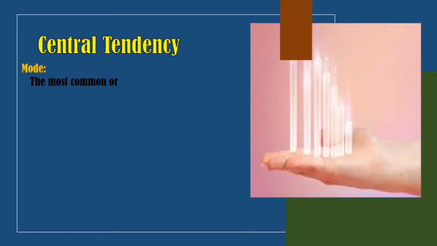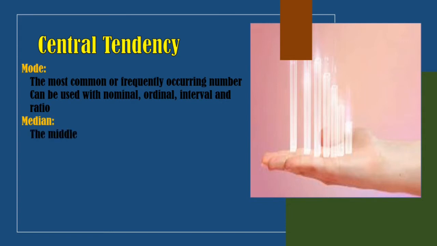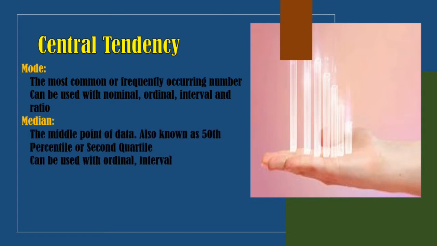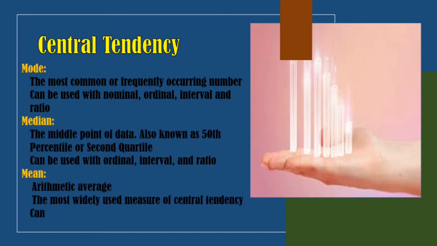Now we have the second descriptive statistic, which is central tendency. There are three measures of central tendency. You have the mode, the median, and the mean. When we say the mode, that is the most common or the frequently occurring number in your data. This can be used with nominal, ordinal, interval, and ratio.